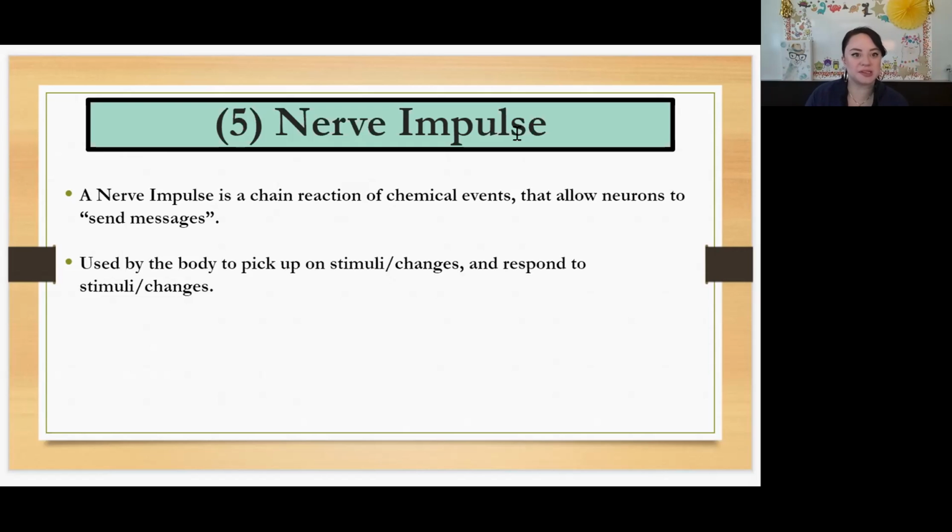So a nerve impulse is actually a chain reaction of chemical events. And this chain reaction of chemical events is what our body uses to pick up on stimuli or changes that are happening, and then to respond to them. So make something happen, regain balance, go back to normal, whatever the response might be. And then per usual, if you remember from the last class, I will awkwardly pause for a couple seconds here to make sure that anyone that is writing has enough time to catch up.